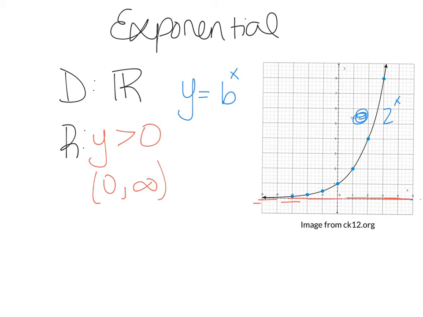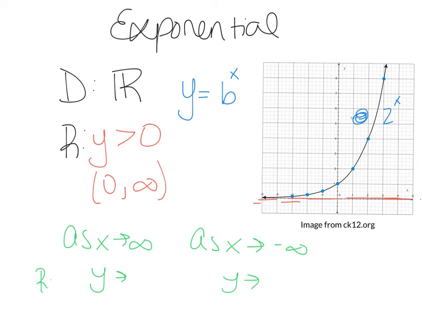Now my end behavior is as x goes to infinity, y will do something, and I'm going to fill in the blanks. As x goes to negative infinity, y will do something as well. So as I look at the right side, I'm going up to infinity, so I'm labeling that as infinity. As I go to the left on my graph, my y value is going to 0. It's not going past this, so as x goes to negative infinity, y goes to 0 in this case.